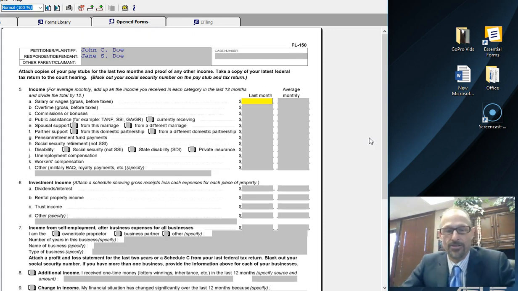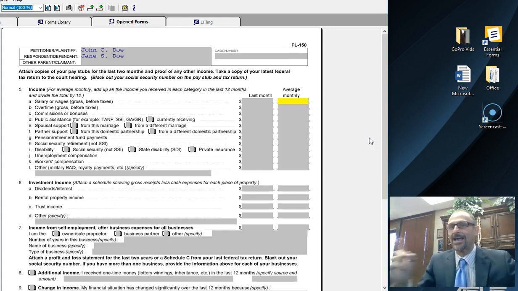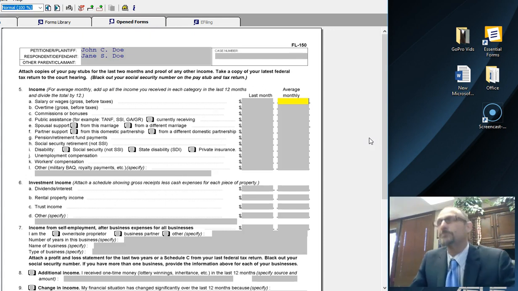Specifically last month. Then the average monthly is asking you to add the last 12 months up and divide by 12. So it seems pretty simple. If you get the same pay every month and you've been working at the job for more than a year, that number is going to be the same as the number to the left.